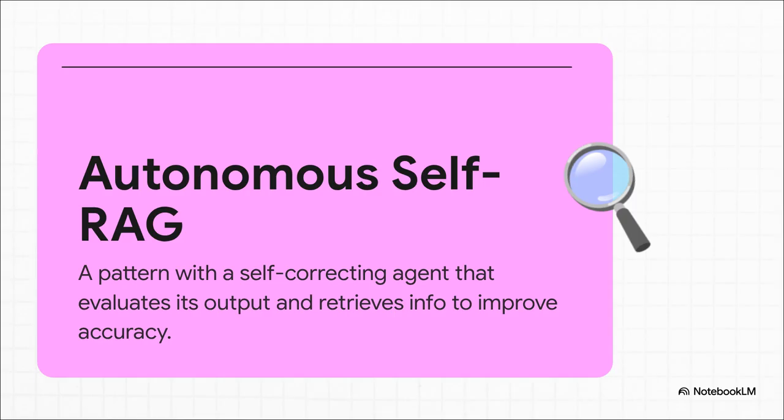Now, you might have heard of RAG. That's retrieval augmented generation. It basically lets an AI pull from external data to give better answers. Well, this takes it to a whole new level. We're talking about a self-correcting agent that acts like its own internal editor. It judges its own work and then goes out to find new information to make it better.